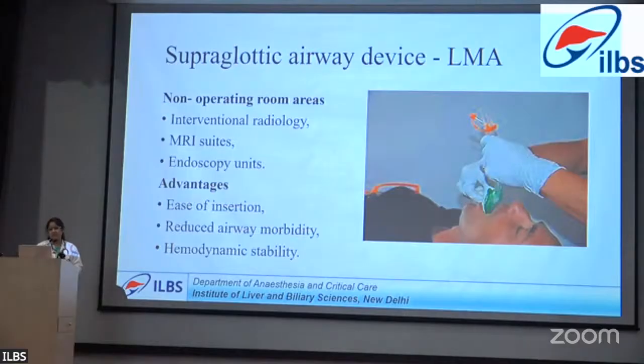Another thing which has come up is the supraglottic airway device, usually called the laryngeal mask airway. It is used in interventional radiology procedures, MRI suites, and endoscopy units, and it has the advantages of ease of insertion, reduced airway morbidity, and hemodynamic stability.